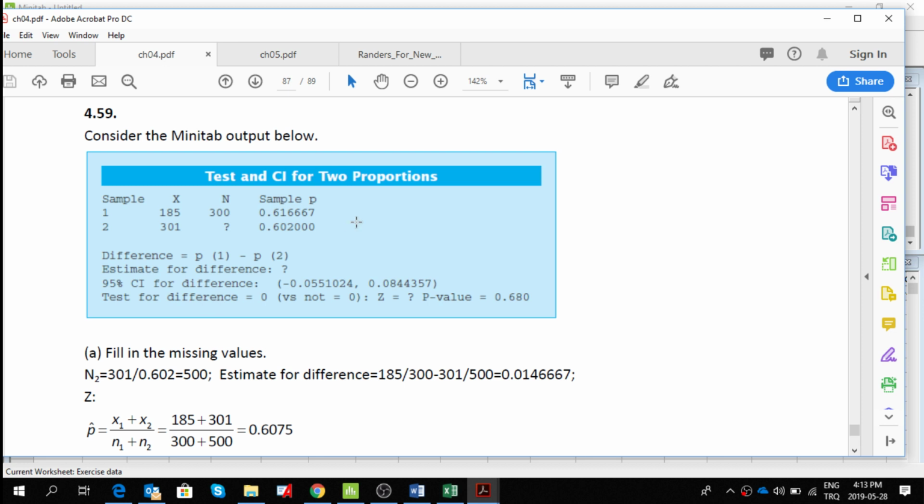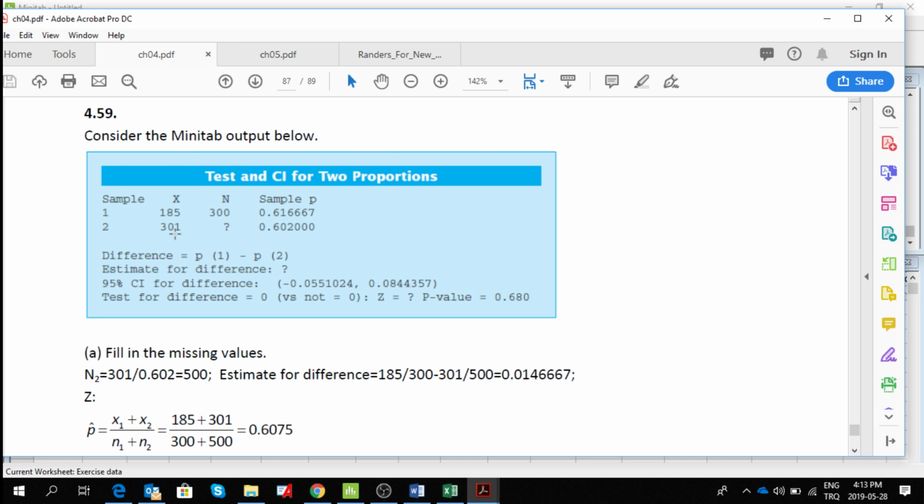Test for two proportions, we have two populations, and then we get samples from them. Okay, sample 1 and sample 2, we get two samples from two populations. And then what's the sample p? It is x over n, so that's how you would compute that.